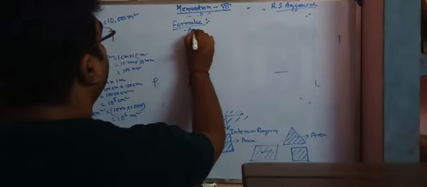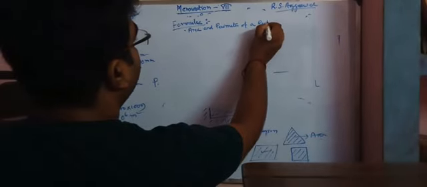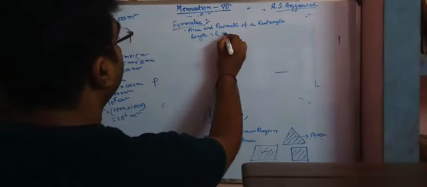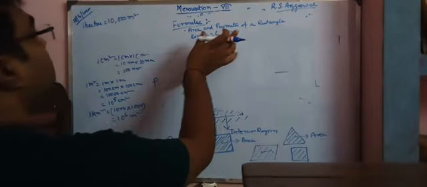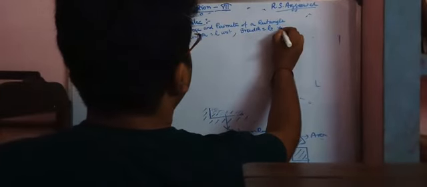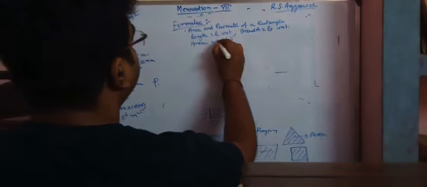First is area and perimeter of a rectangle. I hope you know all the things. Area of a rectangle: if the length is denoted by L unit, where unit should be centimeter or meter or kilometer if it is a big region of rectangular shape, and breadth is equal to small b unit, okay, so the area of this rectangle should be L into B unit square.